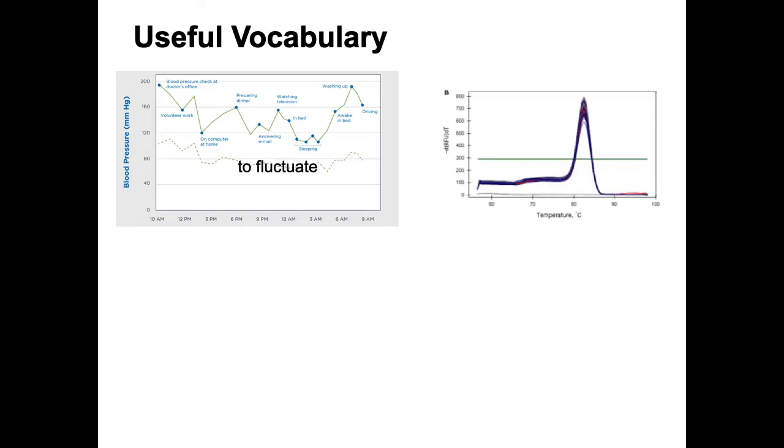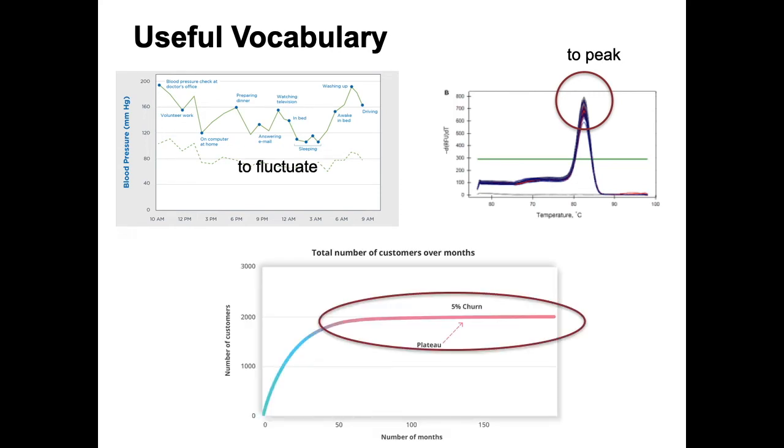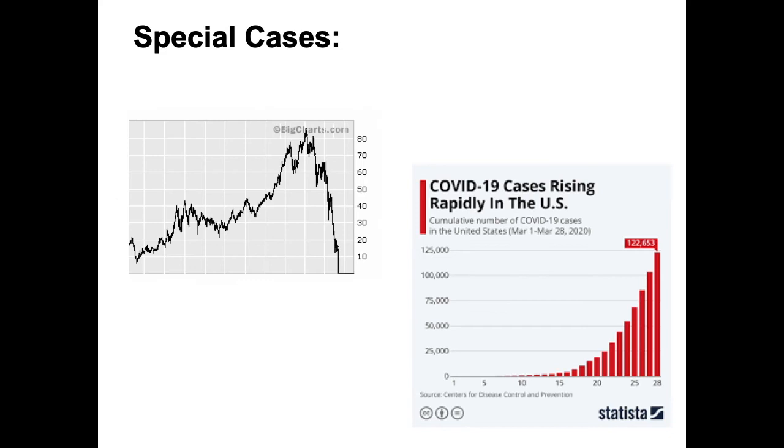If something peaks, or there's the highest number, that's what we call a peak. Think of a mountain peak, the top of the mountain. And if a number rises and then levels off and remains steady, we can say it plateaued. Here are some examples of using this particular type of vocabulary.